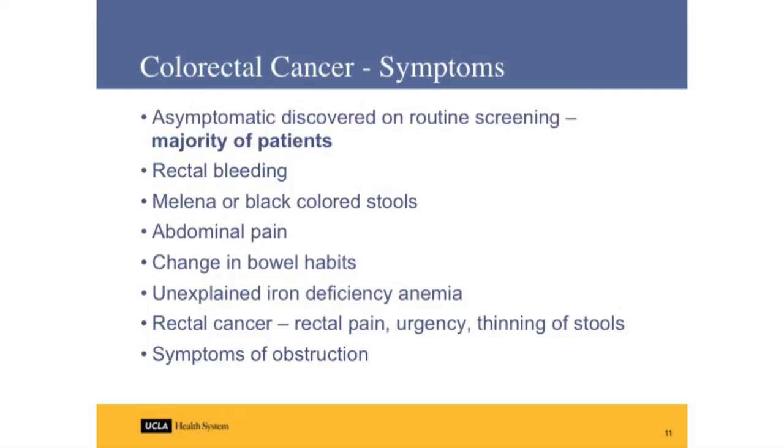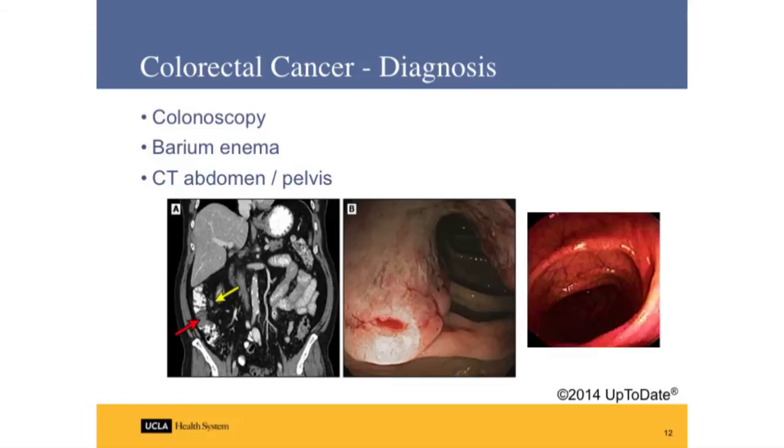And then in advanced cases, patients can have symptoms of obstruction, where they have nausea, vomiting, severe abdominal pain, constipation. So now, once colorectal cancer is suspected, the diagnosis can be made by colonoscopy. The advantage of doing a colonoscopy when you suspect colorectal cancer is that one can take biopsies during the colonoscopy, which is needed to make the diagnosis.